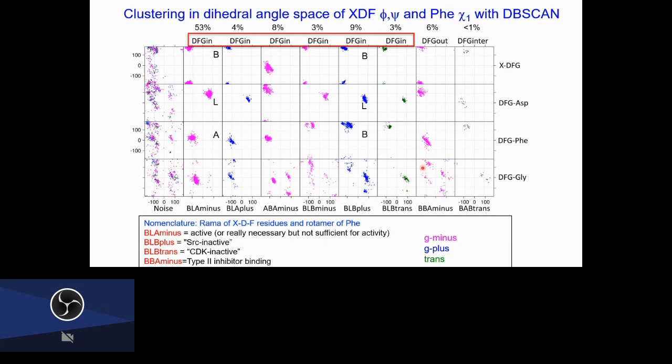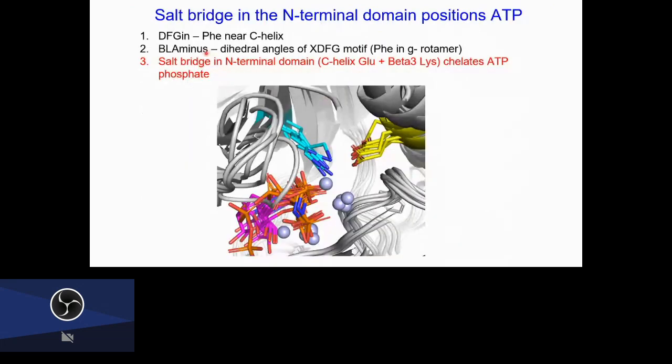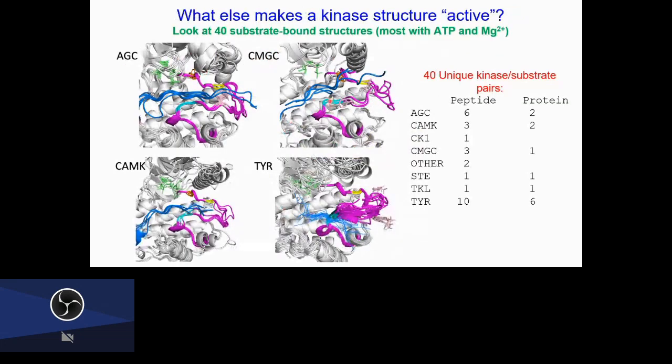The next criterion that people have studied for a long time is the existence of a salt bridge in the N-terminal domain. That's between a glutamic acid in the C helix and a lysine in the beta-3 strand. And so this is a selected set of structures that have substrate bound to them, and that salt bridge is always intact. And the lysine chelates part of the negative charges on the ATP. But those are criteria that we've had for a while and that people have used. But what else makes a structure active?